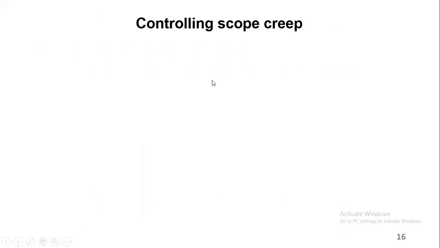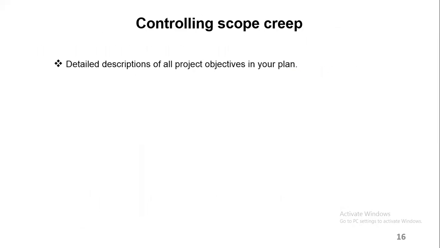Okay, and in terms of controlling scope creep, don't forget creep, like adding things that were not initially planned for. Scope is what your project was supposed to deliver. Now you're adding more deliverables to it. So for you to control it, you need to have a detailed description of all the objectives of your plan. This includes also the deliverables.